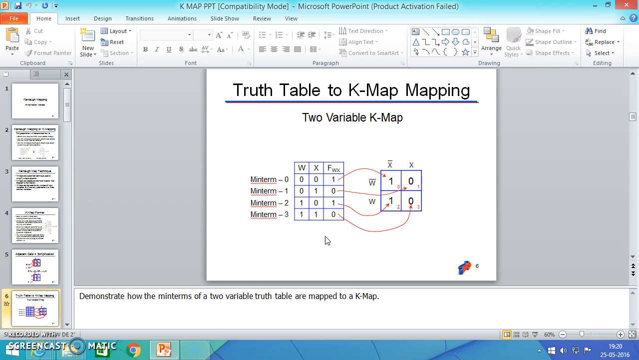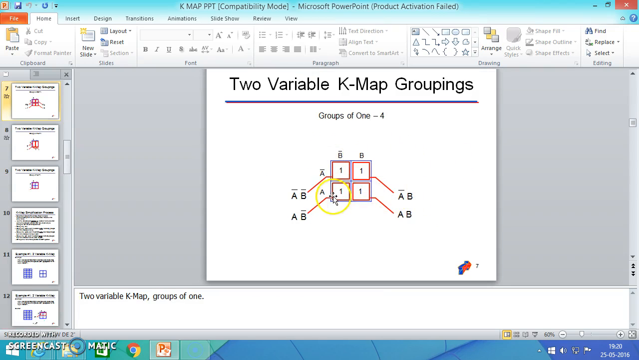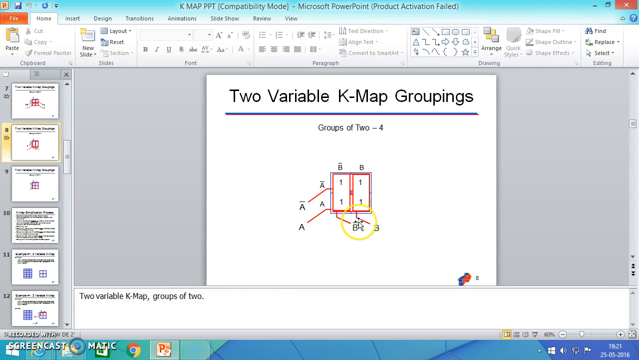For two variable K-maps, if this is the truth table, then the min term numbers are 0, 1, 2, 3. So these are entered in the respective positions in the Karnaugh map: 0, 1, 2, and 3, as shown here. It is for group of 1. If we make these 4 entries, all are 1s, then there are 4 groups of only 1. So there will be 4 terms for all these 1s: A bar B bar, A bar B, A B bar, and AB. So there will be 4 terms in the final expression.